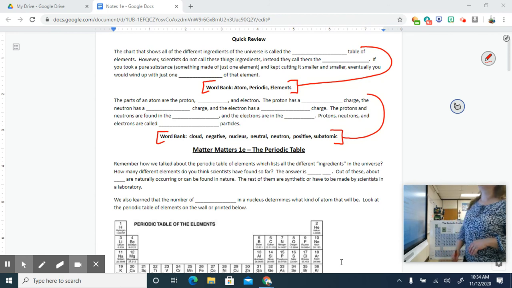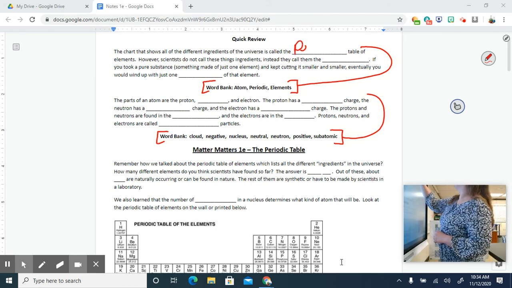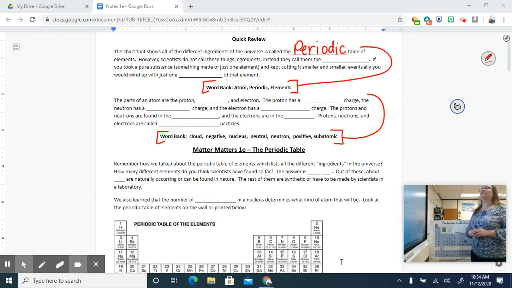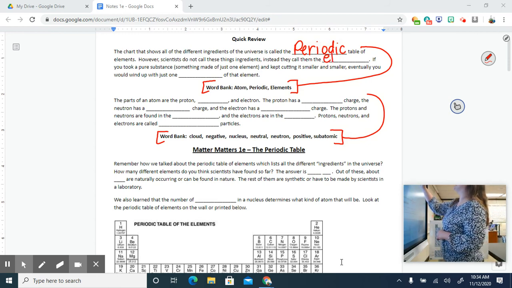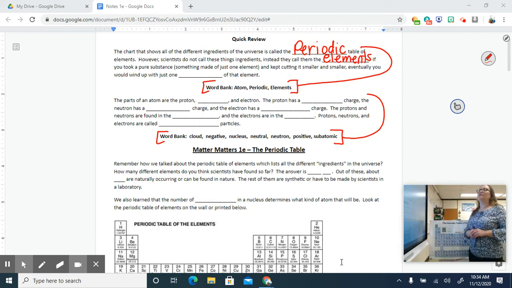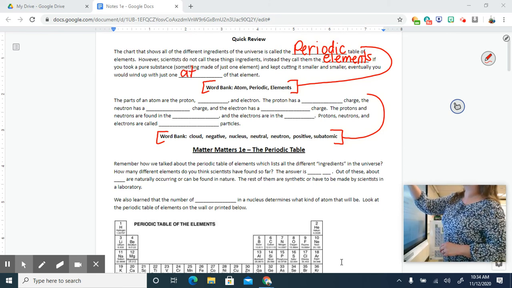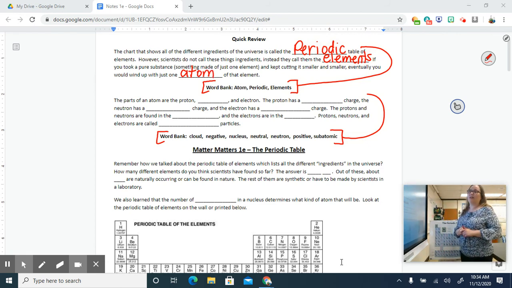The chart that shows all of the different ingredients of the universe is called the periodic table of elements. However, scientists do not call these things ingredients. They call them the elements. If you took a pure substance, something made of only one element, and kept cutting it smaller and smaller, eventually you would wind up with just one atom of that element.